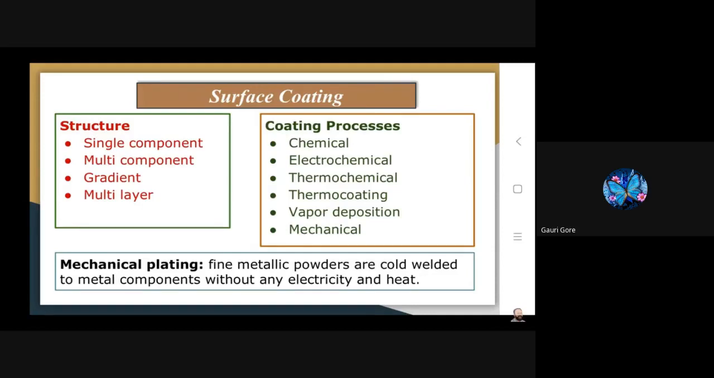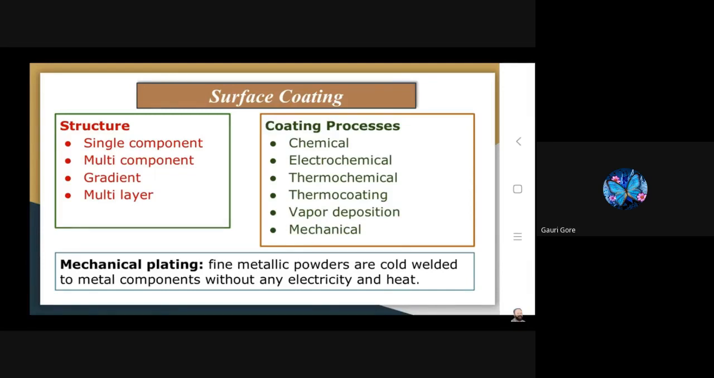The thickness depends upon the application which can be introduced on the surface. And of course, sometimes multi-layer coating is also applicable on the surface. So different layers of different materials can also be introduced on the surfaces.